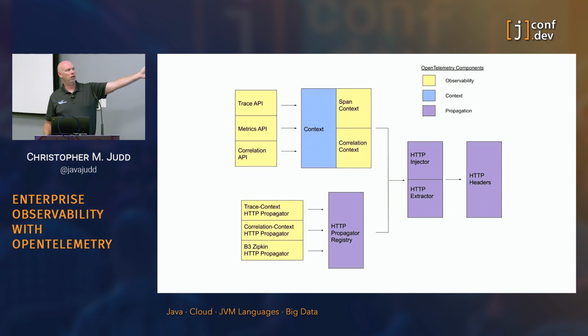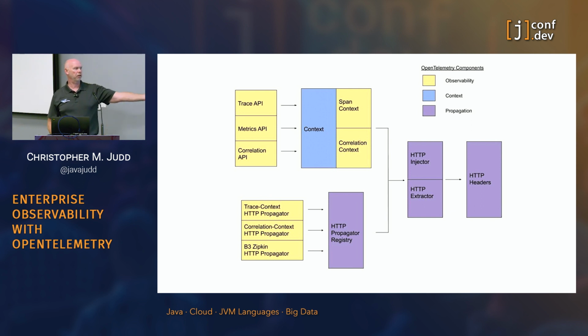Those are passed from system to system using injectors and extractors. So when the call comes in, it extracts it, if it's HTTP, from the header, if it's something like Kafka, from the metadata, and then when it goes to call something else, it injects those into the header or into the metadata so that you can follow it throughout the system.